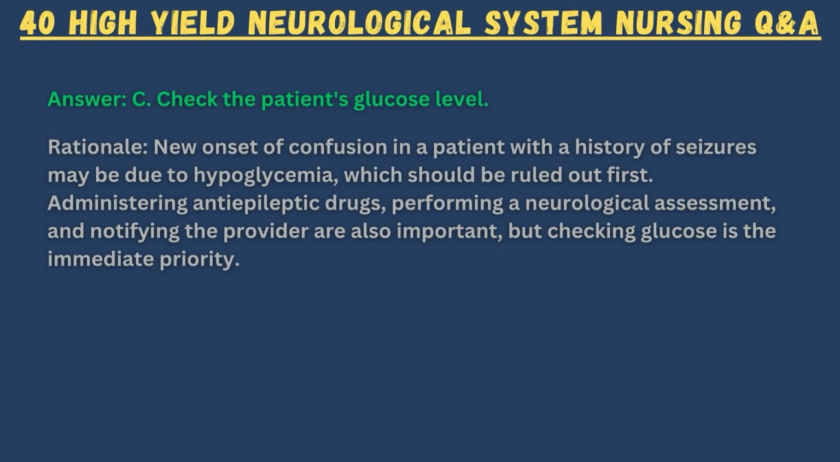Rationale: new onset of confusion in a patient with a history of seizures may be due to hypoglycemia, which should be ruled out first. Administering anti-epileptic drugs, performing a neurological assessment, and notifying the provider are also important, but checking glucose is the immediate priority.